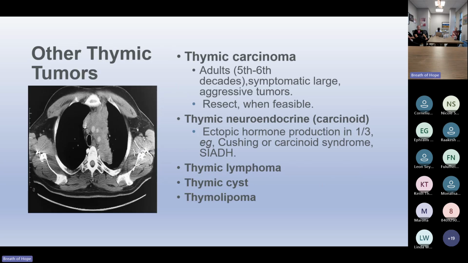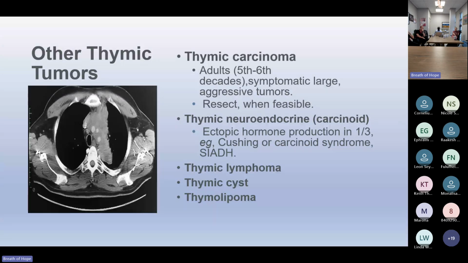Other thymic tumors will be thymic carcinomas, in adults in the 5th and 6th decades: symptomatic, large, aggressive tumors, which tend to be resectable when feasible. So again, you could see the cancer there, up to here. It's really in your mediastinum, and these are patients that will present with superior mediastinal syndrome.